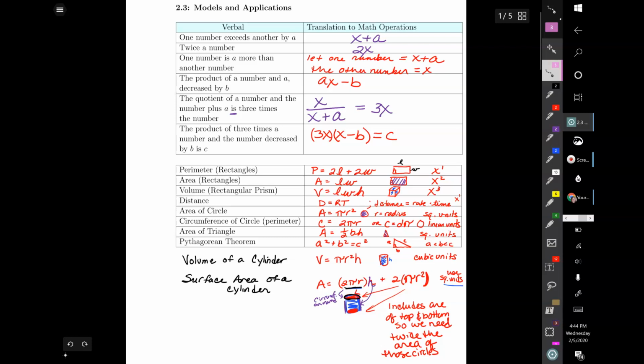So the bottom part of the chart for 2.3 models and applications, page 1, perimeter of rectangles would be P equals 2L plus 2W. It's in linear units. Area of rectangles, or even a square, they just would have sides equal. A equals LW. A square, you could do S squared. Volume of a rectangular prism would be volume equals length times width times height.